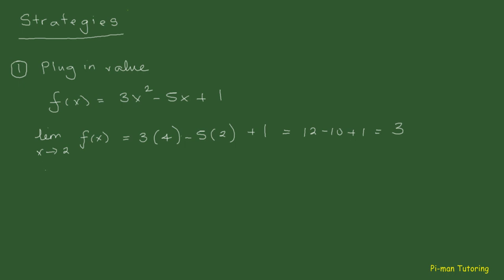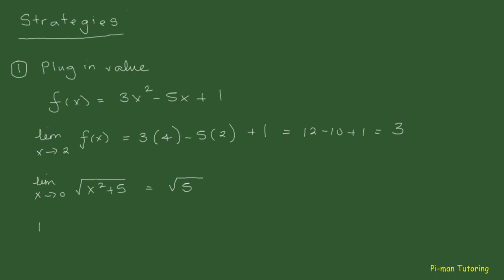Let's look at another one. Let's say we want the limit as x tends to 0 of, let's say, the square root of x squared plus 5. So we plug in the value 0, we end up simply with the square root of 5. So again, that's a well-behaved function, and the limit is easily found by plugging in the value.